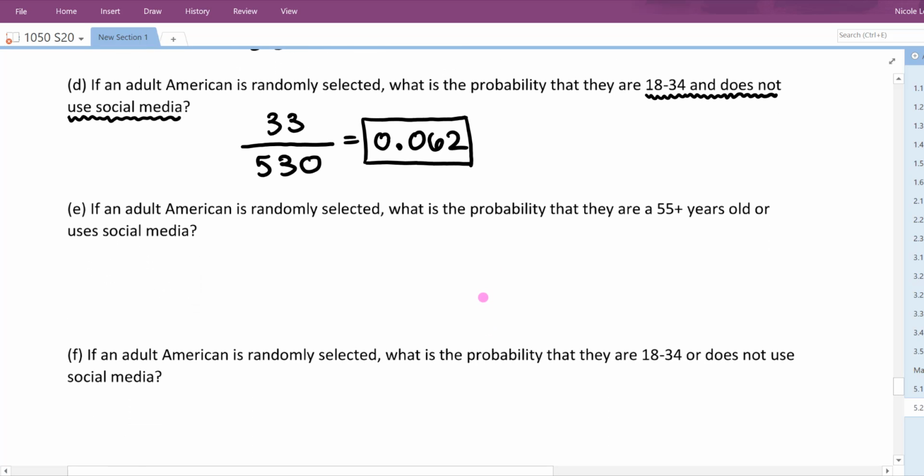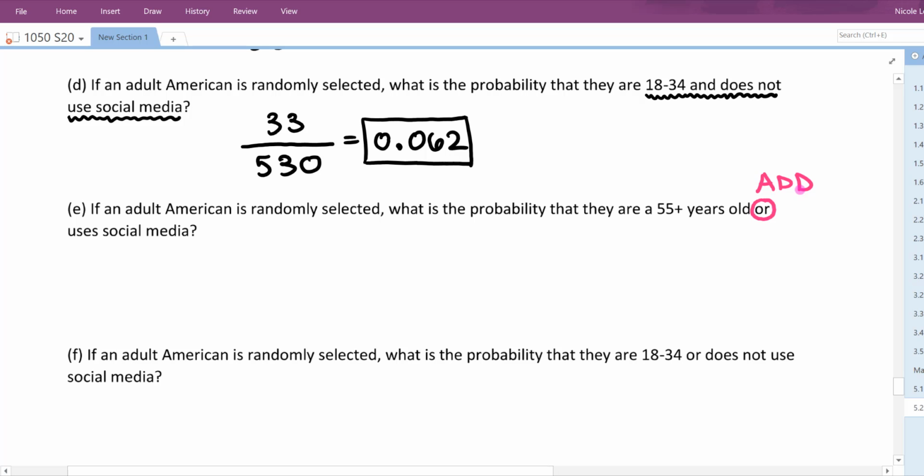Okay, so now for part E, it says if an adult American is randomly selected, what is the probability that they are 55 plus years old or use social media? Here we see a keyword that we haven't seen in a while: "or." Remember, when you see the keyword "or," hopefully we remember by now, that's going to tell us to add.